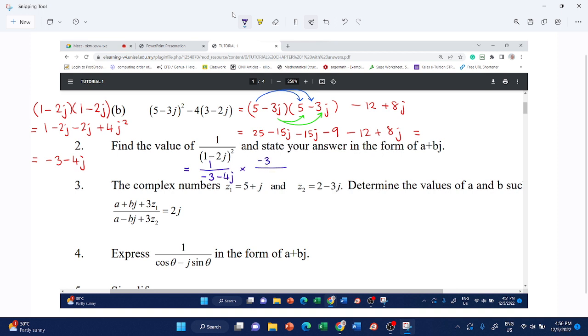Negative 3 minus 4j. Are you sure it's minus? Negative 4j. Sorry, negative... sorry. Plus 4j. Okay. Now you can proceed here, right? You can proceed with the remaining multiplications, multiplying with the conjugate of the denominator.